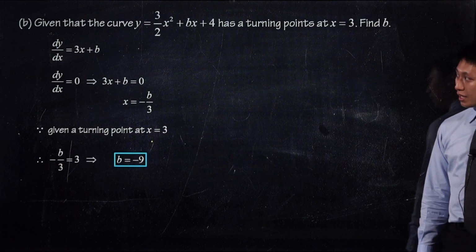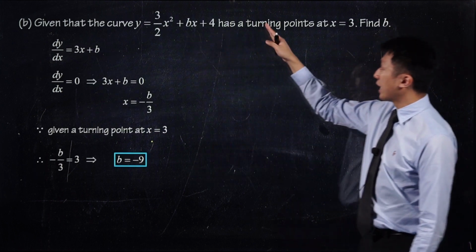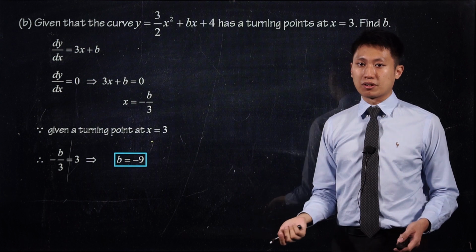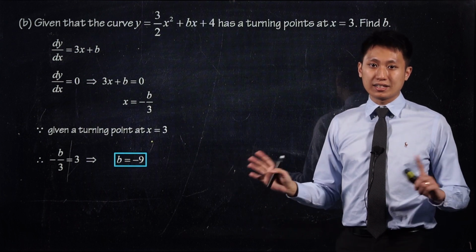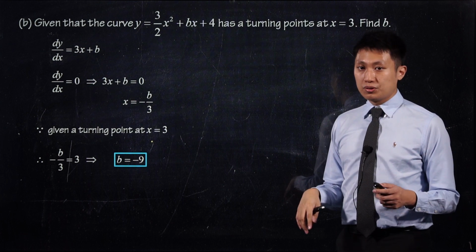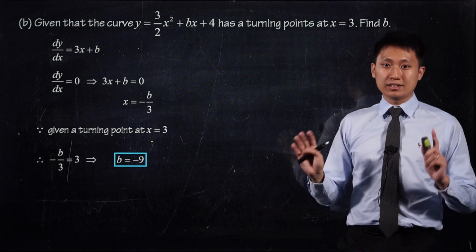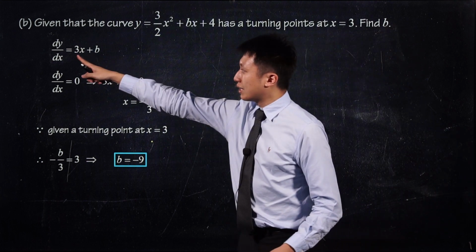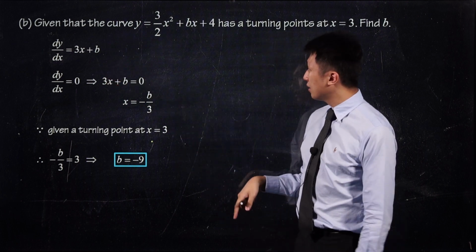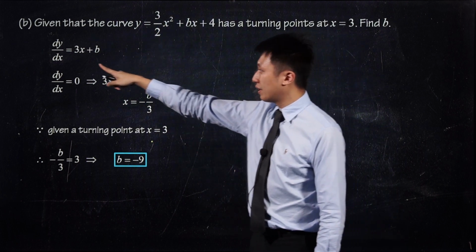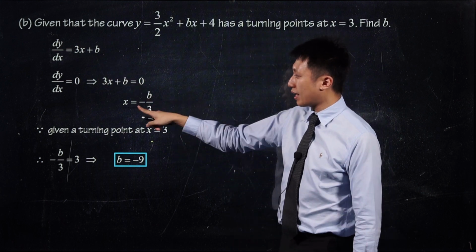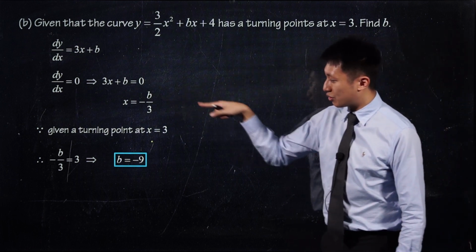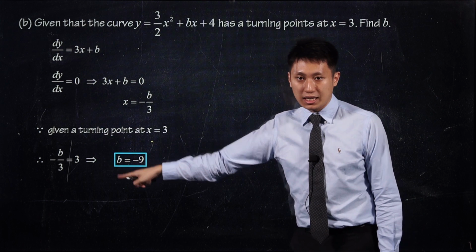Right? No? Okay, B. Given that this curve has turning point at this one, find B. So in SPM, turning point means dy dx equals 0. Okay? Don't care about what I said just now, or previously. Okay? So you just need to know dy dx equals 0 is turning point in SPM. Okay? Other than that, you learn it in uni. Okay? So you differentiate this, you get 3x plus b, because the 2 and 2 cancel off. Then 3x plus b, you set it to be equal to 0, x equal to negative b over 3. And the turning point is at x equal to 3, means this one is equal to 3. So you get b is equal to negative 9.